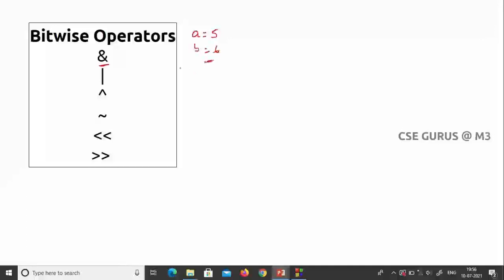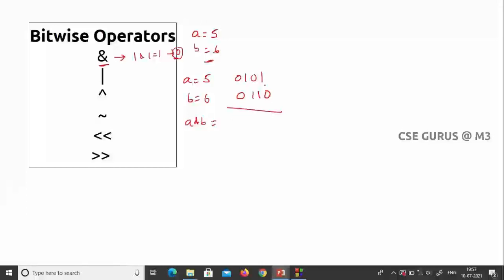Now what is the AND operator? First thing, these are bitwise operators, so first you convert them into bits. A equals 5, which is 0 1 0 1, and B equals 6, which is 0 1 1 0, right? AND operator, as I told you, gives 1 only if both values are 1, otherwise 0. So if I do A AND B, what value will you get? You can check it out.